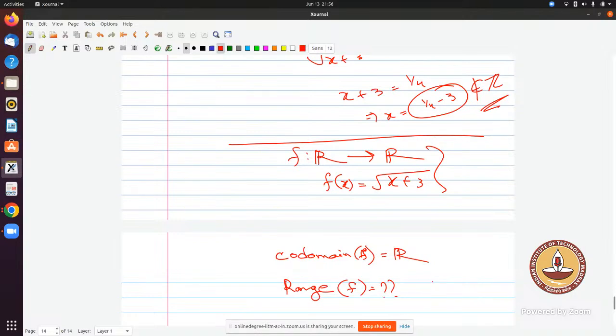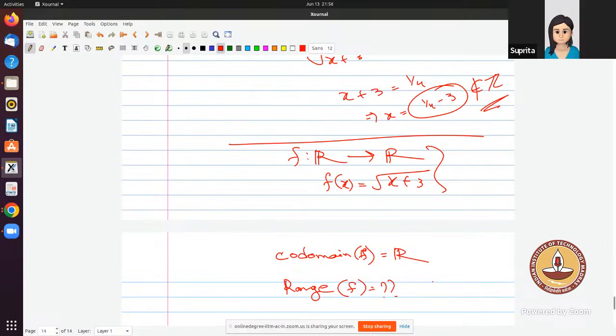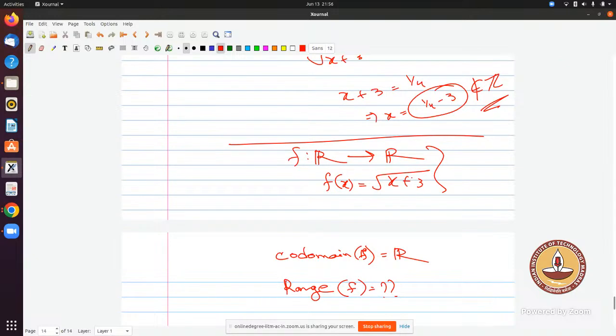Integers. Numbers more than 0. Greater, any number which is greater than 0. This is R plus. This can be any real number, but it will be positive always, right? Root of something, that is a positive number, whatever that is. You put any real number here, that will always be a positive real number, correct? Yes, sir. And that will be a range.